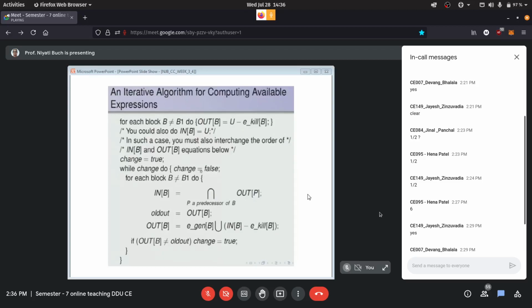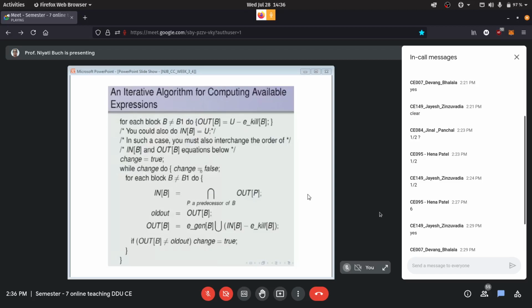Find out the outset for all the blocks. It is U minus kill of that block. So the kill set of that block is known to you, the U set is known, so this can be found out. Once that is done, then we go for the iterative part of this algorithm.